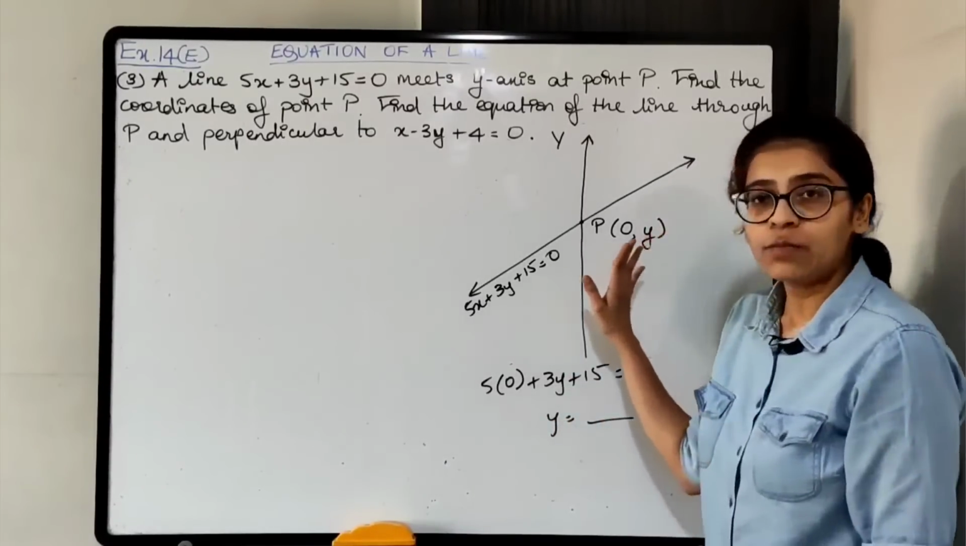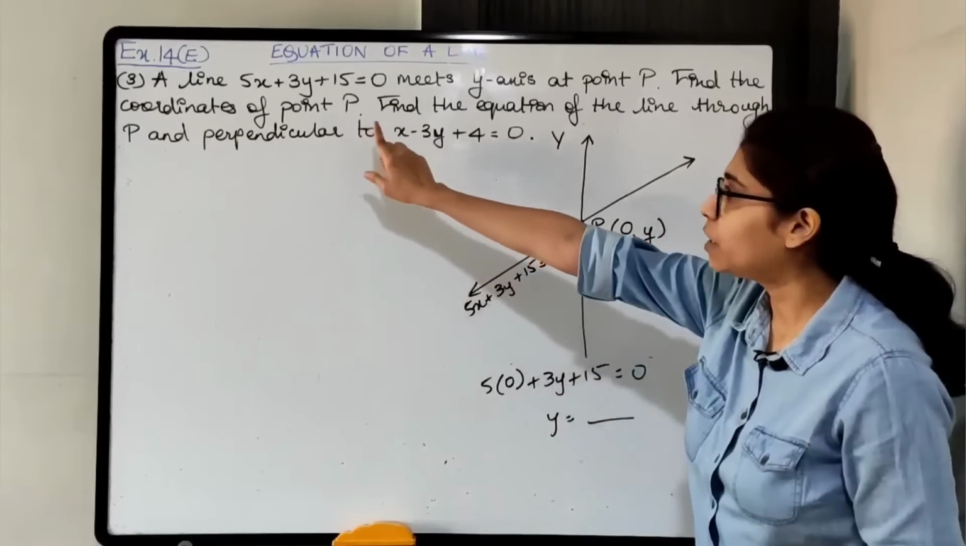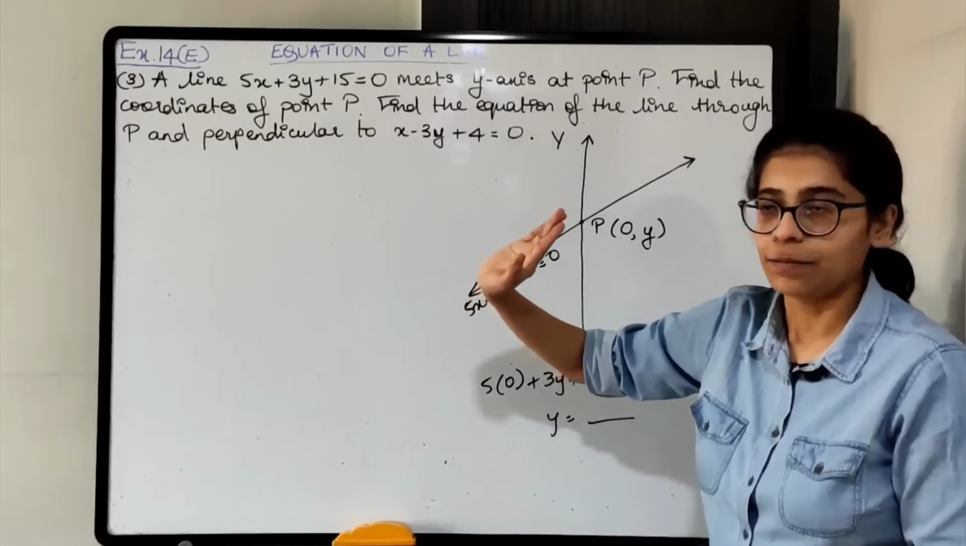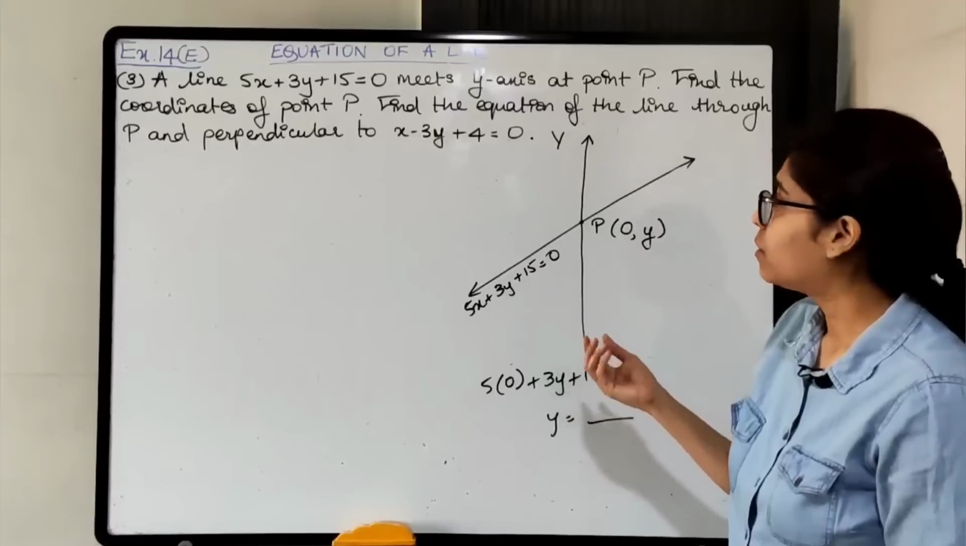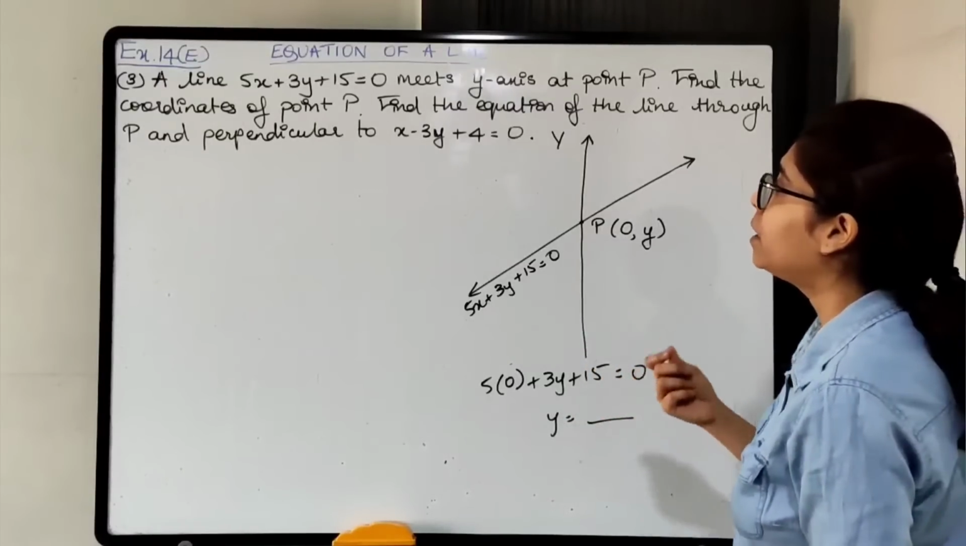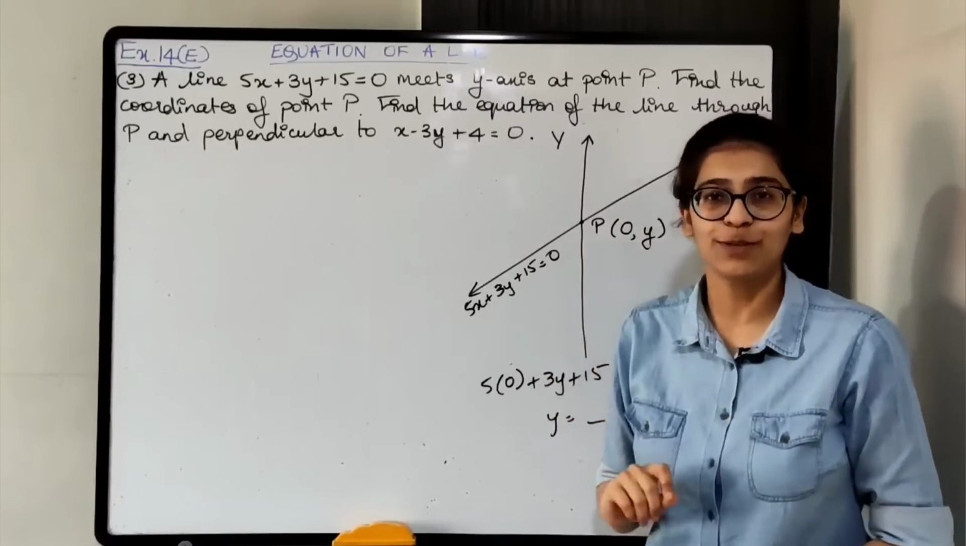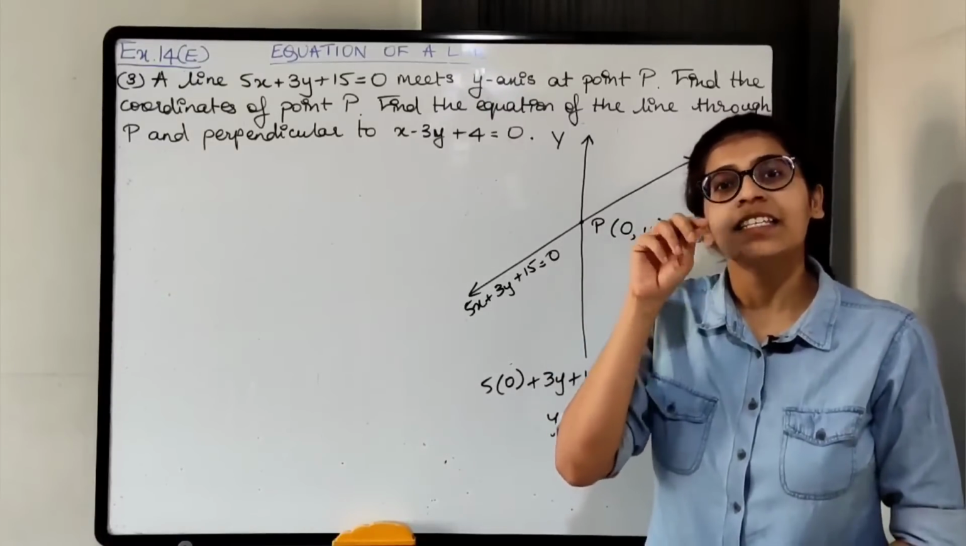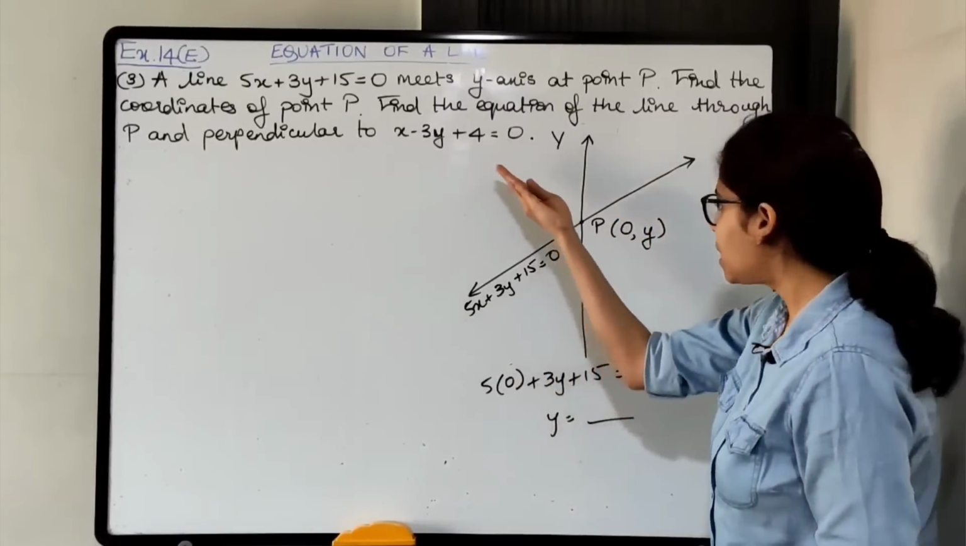So y coordinate मुझे easily मिल जाएगा. So I'll get the coordinates of point P very easily. Next part, find the equation of the line through P and perpendicular to x minus 3y plus 4 equal to 0. There is another line which is passing through point P.